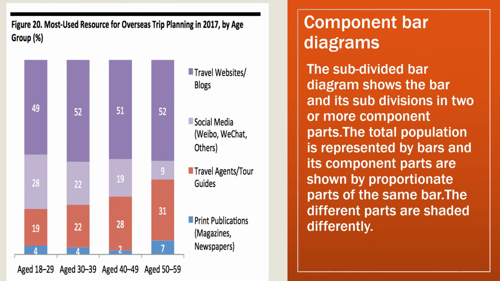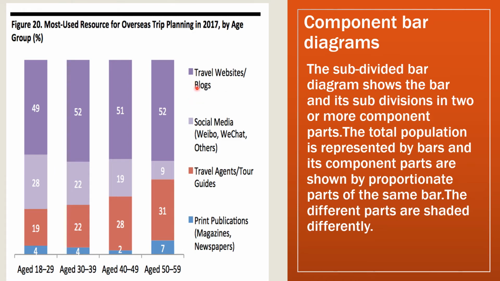And now let's move on to the next type of bar diagram, which is the component bar diagram, also known as the subdivided bar diagram. The subdivided bar diagram shows the bar and its subdivisions in two or more component parts. So you see here, this is something that's been taken from real life, where they're talking about the most used resource for overseas trip planning. This was taken in 2017 and for various age groups. So where do they get all their information from?